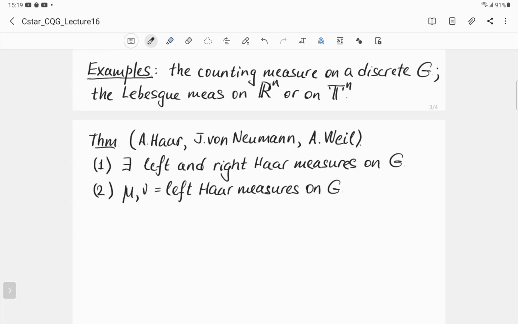So the uniqueness of the Haar measure: if you have two left Haar measures on G, then there is a positive constant C such that the following formula holds. So in other words, the left Haar measure is unique up to a multiplicative constant. And of course, we have a similar result for right Haar measures.